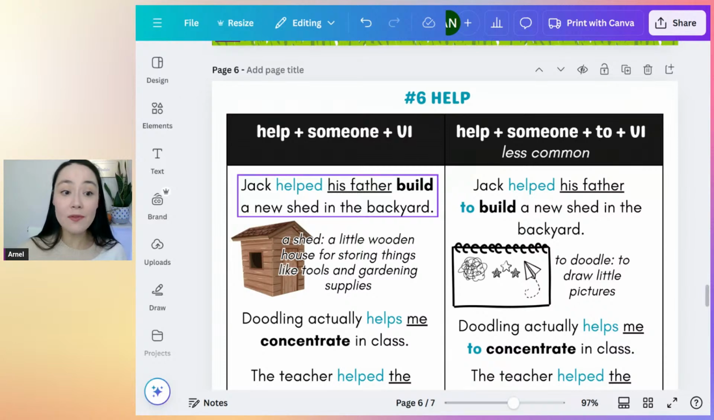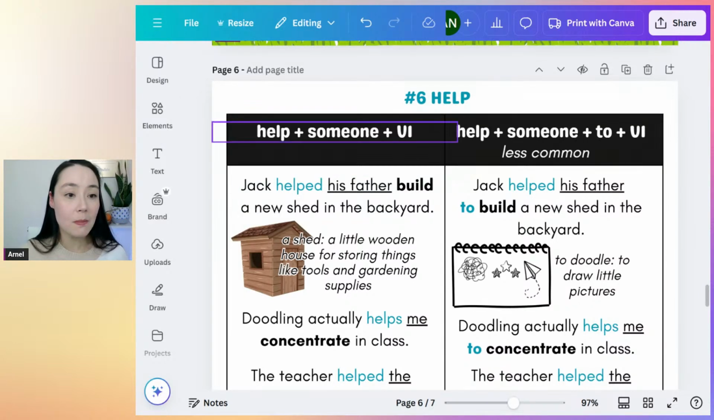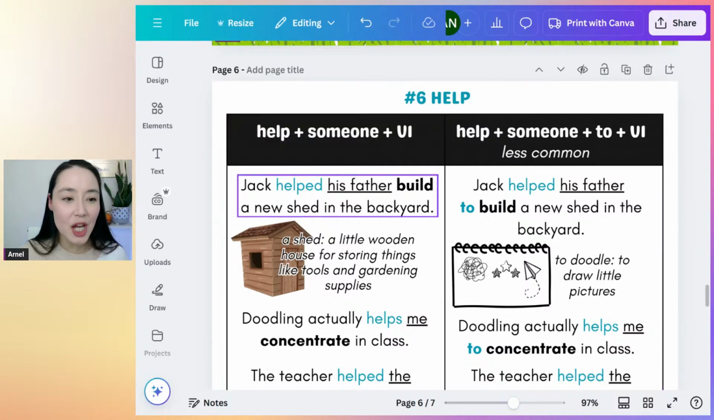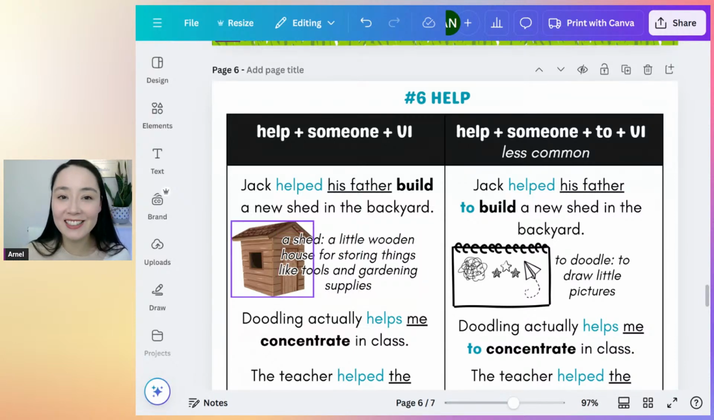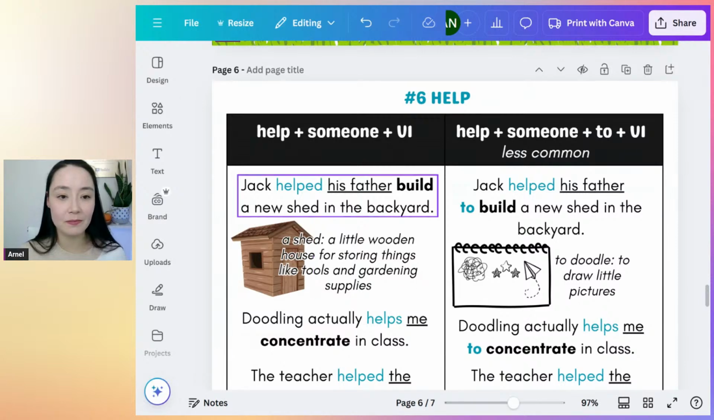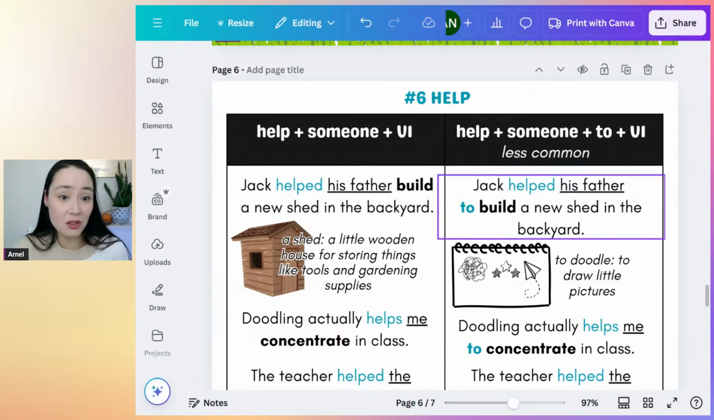Jack helped his father build a new shed in the backyard. Help someone, verb 1. A shed is a little wooden house for storing things like tools and gardening supplies. Here we see a little shed. Same thing, but we just add to. Jack helped his father to build a new shed in the backyard. Same thing, less common with to.